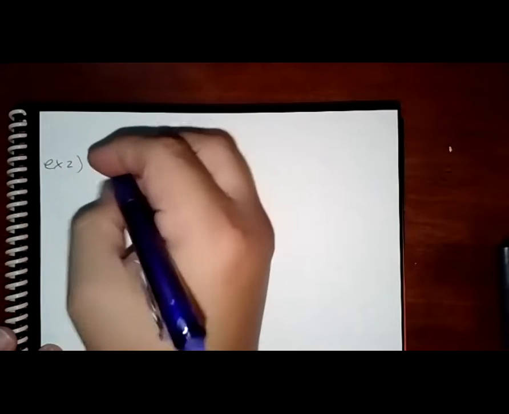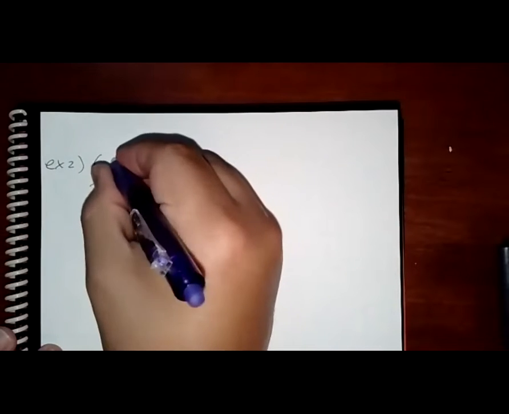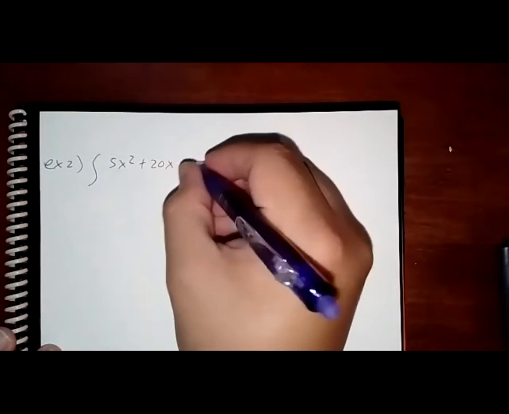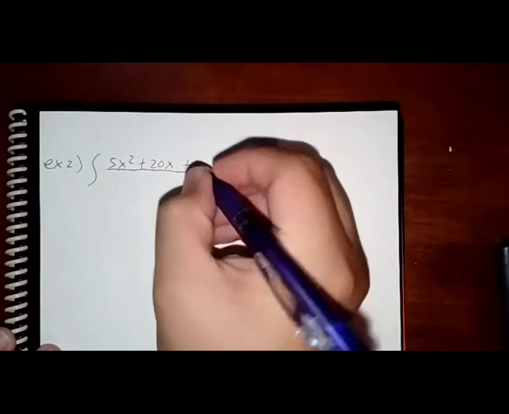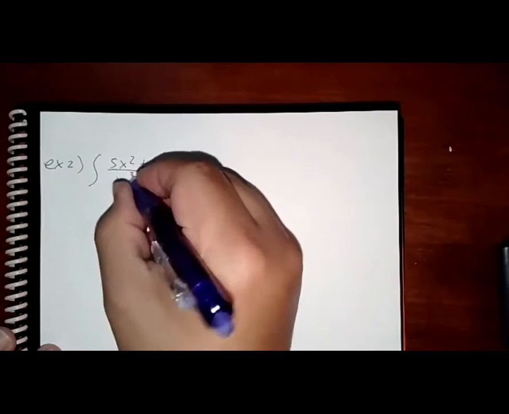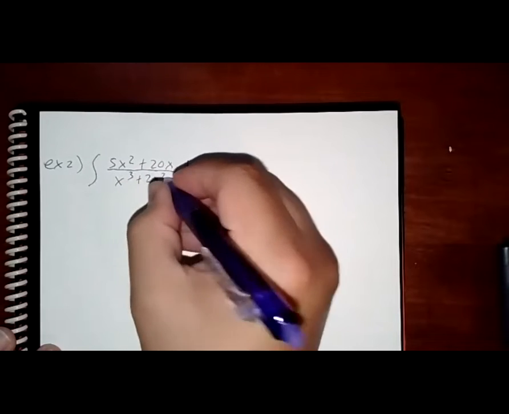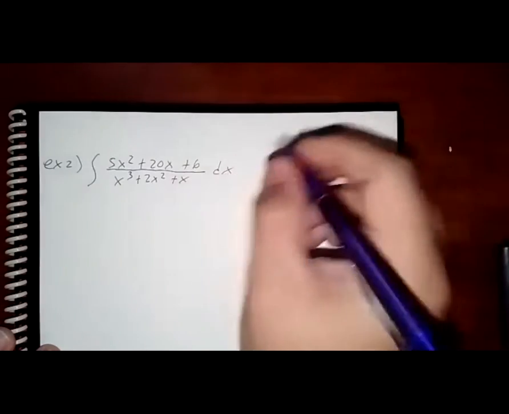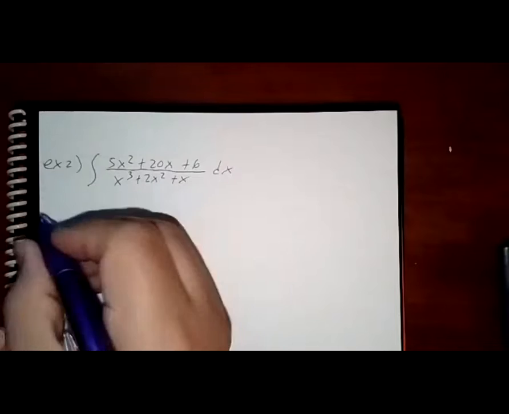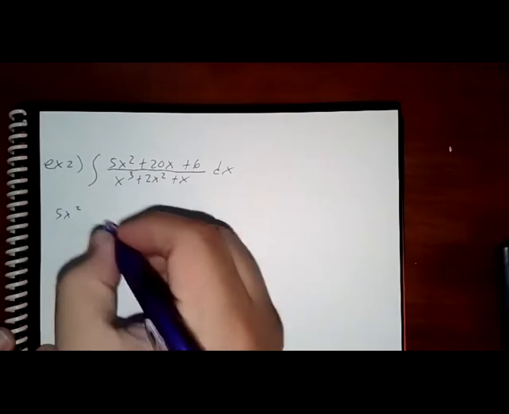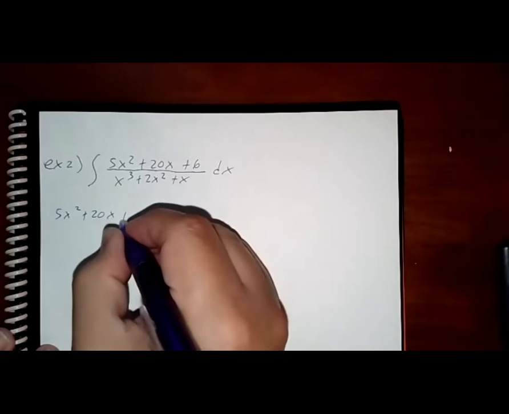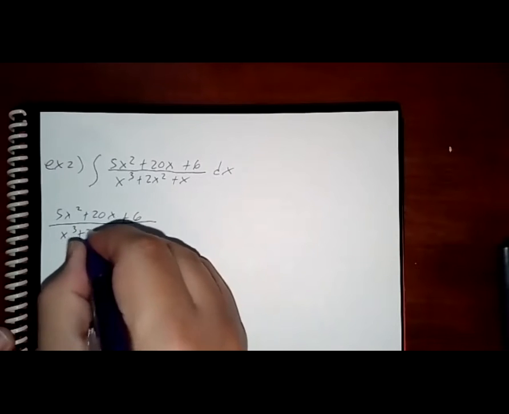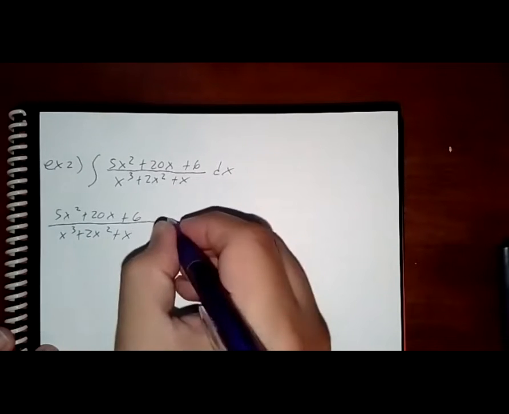Example 2. The integral of 5x squared plus 20x plus 6 over x cubed plus 2x squared plus x dx. So we're not going to integrate just yet. What you end up doing is the partial fraction step first. First thing you check, is the degree on the bottom bigger or is the top bigger? The bottom. Okay, so that means the next step is factor the bottom.